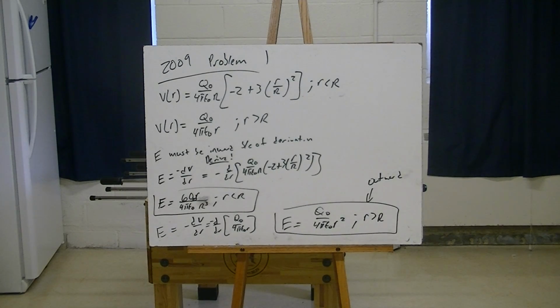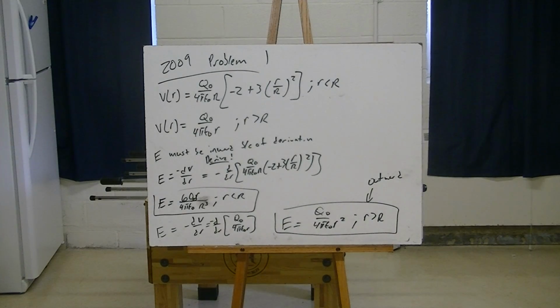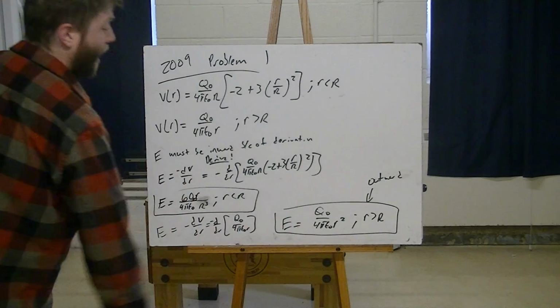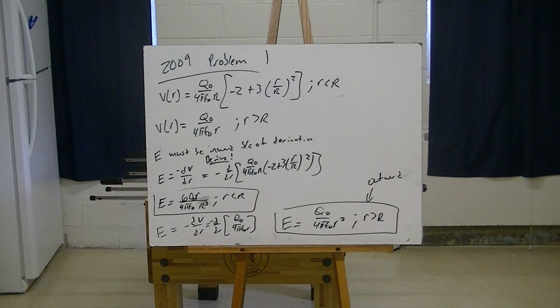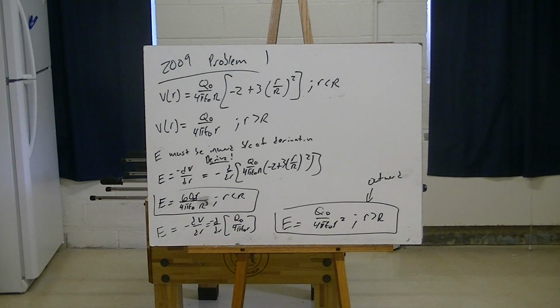Taking the derivative with respect to R for the outer electric potential is far easier, and we get the electric field as expected, Q over 4 pi epsilon naught R squared. That's going to be radiating outward. We pick up a minus sign from the derivative on 1 over R. That cancels out the minus sign in front, so that electric field is going to be radiating outward.